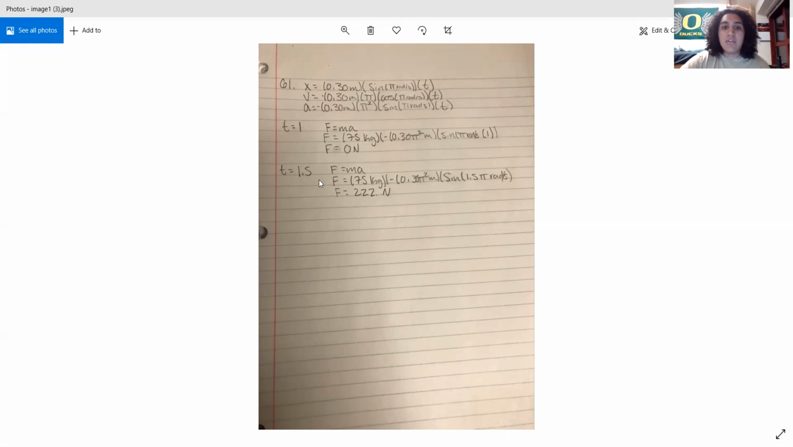And then for 1.5 seconds, you have your F equaling ma still, and the only thing you're changing is the time within your sine. So you just plug in 1.5 for your time instead of 1, and your sine of 1.5 pi radians, which is 1.5 times 180, will get you 222 newtons.